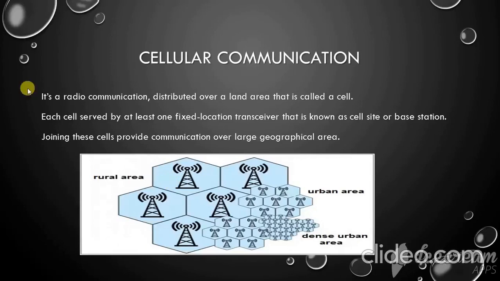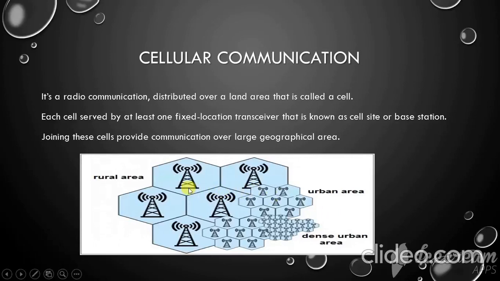And when we join these cells with each other, as you are observing in this diagram, these cells provide communication over a large geographical area by joining them with each other. Meanwhile, cellular communication is a form of communication technology that enables the use of mobile phones. And you know very well, a mobile phone is a bidirectional radio device that enables simultaneous transmission as well as reception. Same is the case with these cells.